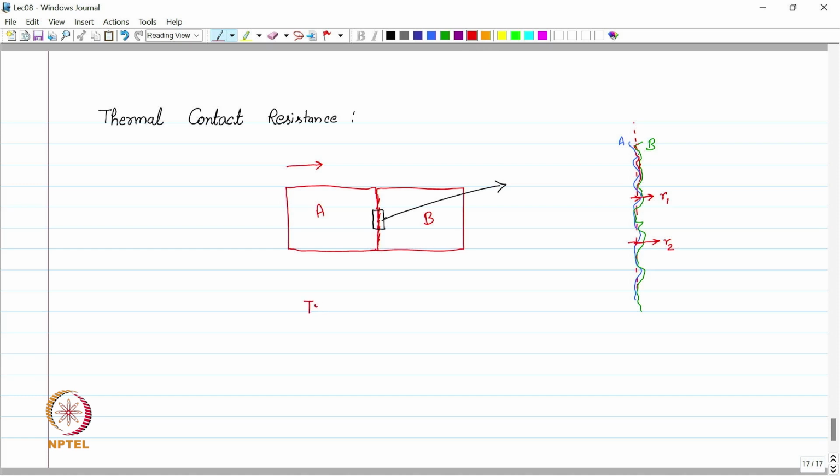Thermal resistance arises due to surface roughness.